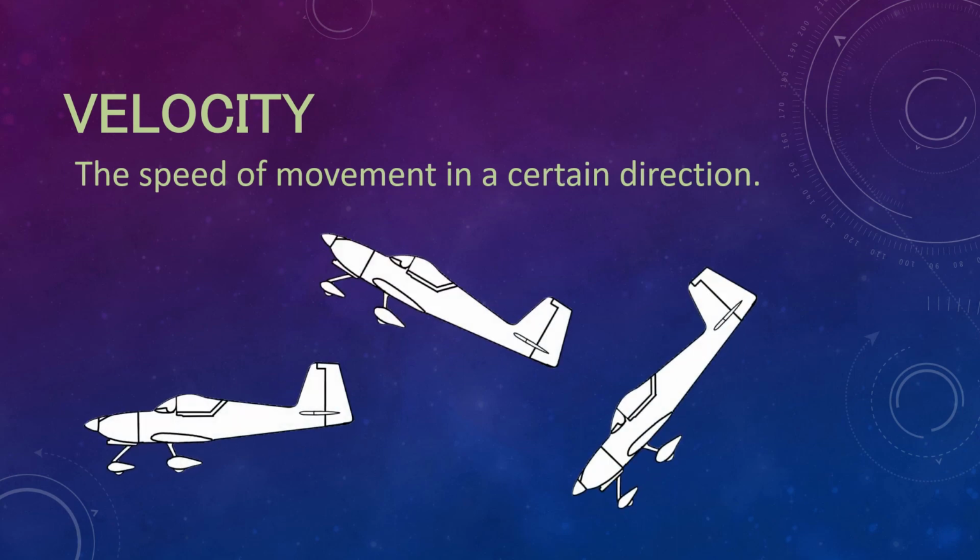If these airplanes are all flying at 80 knots, each plane has a speed of 80 knots, but each plane has a different velocity.